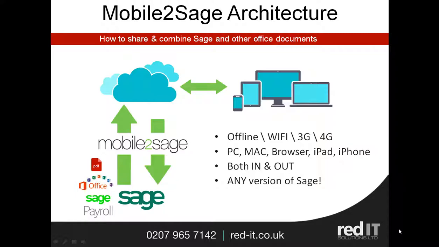So what's Mobile2Sage? Well, it's an infrastructure that allows you to share information from your office with remote users, things like Sage data as well as Office documents. It works both online and offline and can use cellular networks like 3G and 4G. It can work on PCs, Macs and browsers, but predominantly remote users use iPhones and iPads to gain access to the data you want to share with them. The Mobile2Sage system allows for both data in and out of Sage, and it works with any version of Sage.